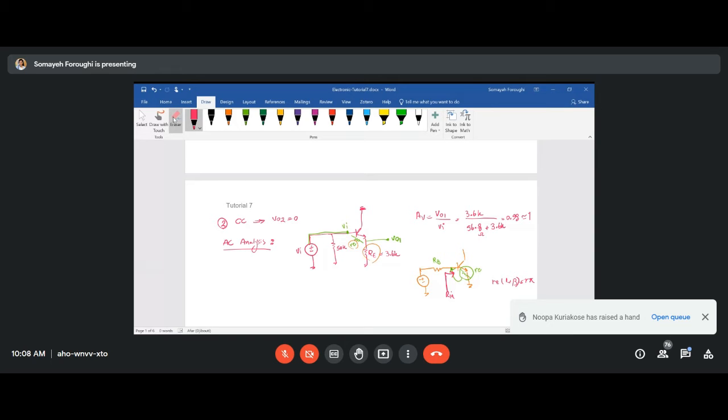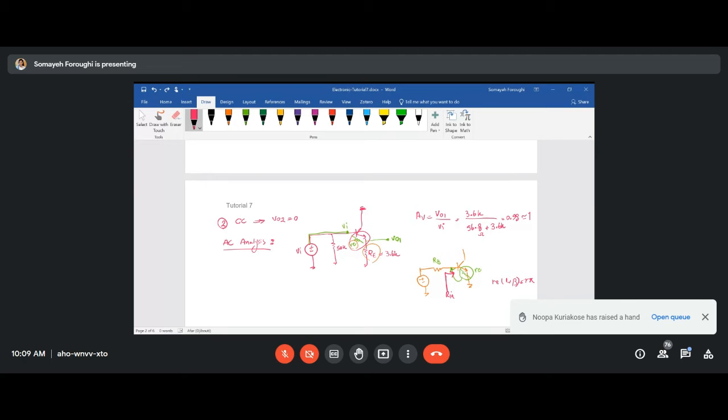Okay, I got it. And so basically, small RE is above VO1, right? It's not below VO1. Yes, imagine that little RE is always in this part of this transistor. I got it. Thank you.